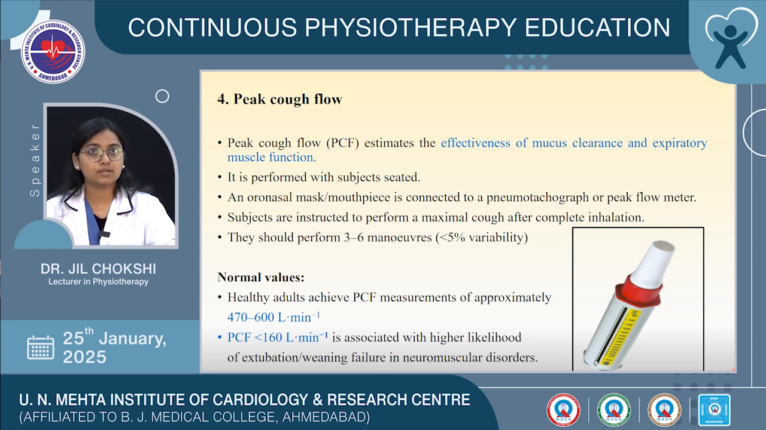It is performed with the subject in sitting position. The mouthpiece or oronasal mask is connected to the pneumotachograph or the peak flow meter. You have to instruct the patient to maximally cough after taking a complete inhalation, and the patient should perform this maneuver 3 to 6 times. The normal value for a healthy adult is 470 to 600 liters per minute, and a peak cough flow less than 160 liters per minute is associated with a higher likelihood of extubation and weaning failure in neuromuscular disorder.